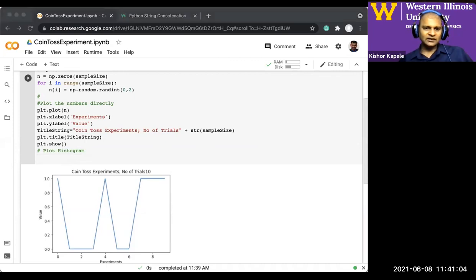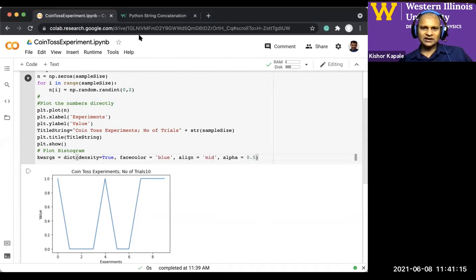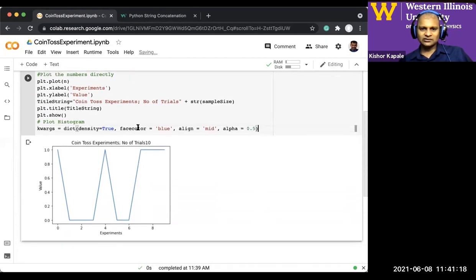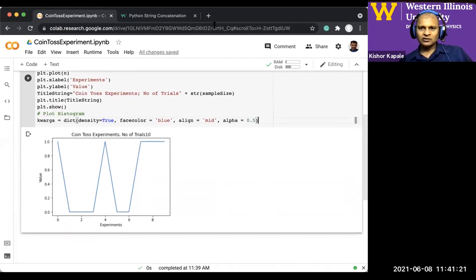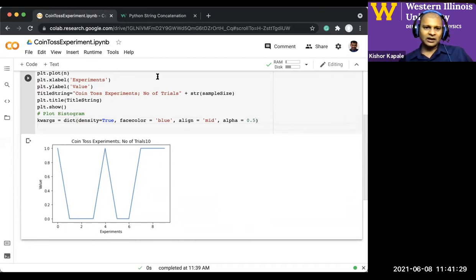So what we need to do is first, I'm going to generate certain arguments that I know are helpful. So I'm just copying this part here. Certain arguments that tell you dictionary of density equal to true, the colors I'm choosing to be blue, alignment, and alpha is just how deep the color is, right? So those are just standard kind of beautifying arguments you can put together. I put them together as a list, and I'm going to write down the function here. So plot histogram, right, takes the data, which is n.